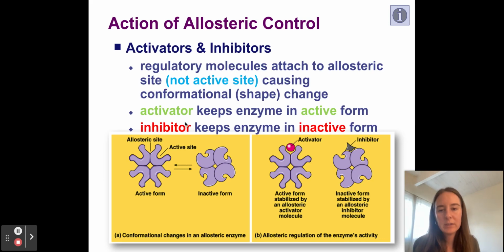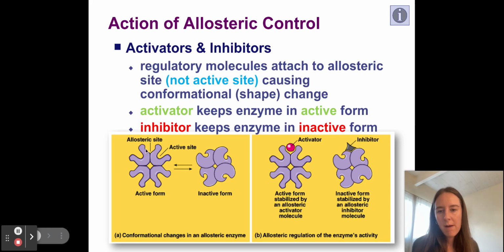So, for example, an activator will bind to an allosteric site. This is so important for you to know, allosteric site. And what this does is it keeps the enzyme in its active form, so the enzyme can actually bind to the substrate and quickly have the reaction happen.